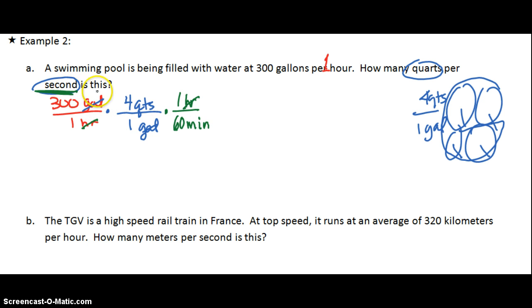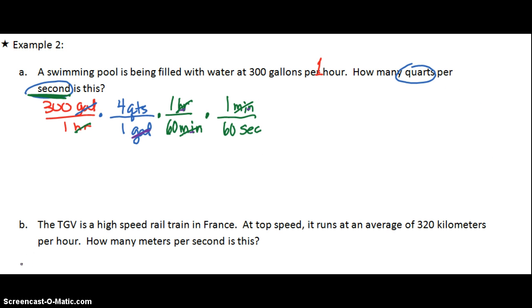But I don't want minutes, I want seconds. So that means I have to think one more time about another unit rate. In 1 minute, there are 60 seconds. Now again, I could have written this in either order, but I put minutes on top because I'm trying to get rid of minutes, and I want to have seconds left. In the end, my goal, the end that I have in sight, is to have quarts per second. So here I have quarts, and here I have seconds. So in the end, I'm looking for quarts per second, per 1 second. This is my goal, the end that I'm looking for.